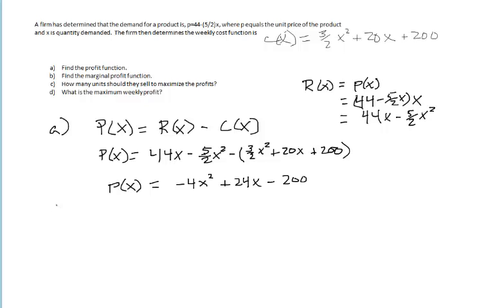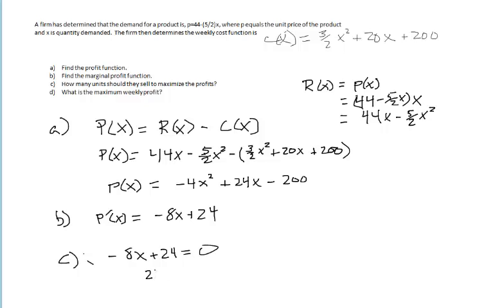In part B, it wants us to find the marginal profit function. So part B, we're going to find P prime of X, and that's equal to negative 8X plus 24. And now in part C, it wants us to find how many units should they sell to maximize their profits. And remember, to maximize profits, we're going to take the derivative, which we've already done, found the marginal profit function, and set it equal to 0. So for part C, we're going to have negative 8X plus 24 is equal to 0. So 24 is equal to 8X, and X is equal to 3 units.